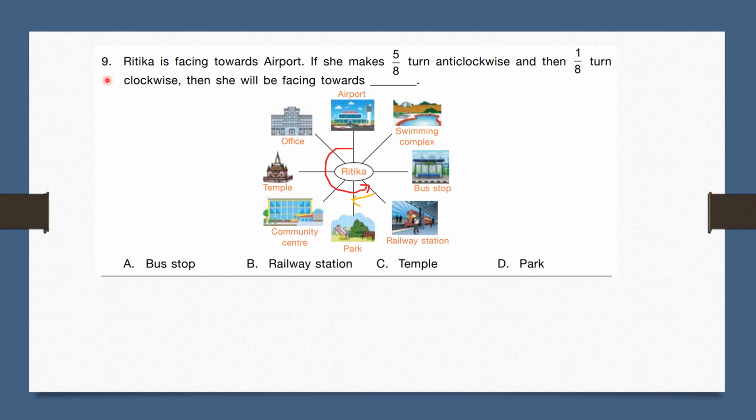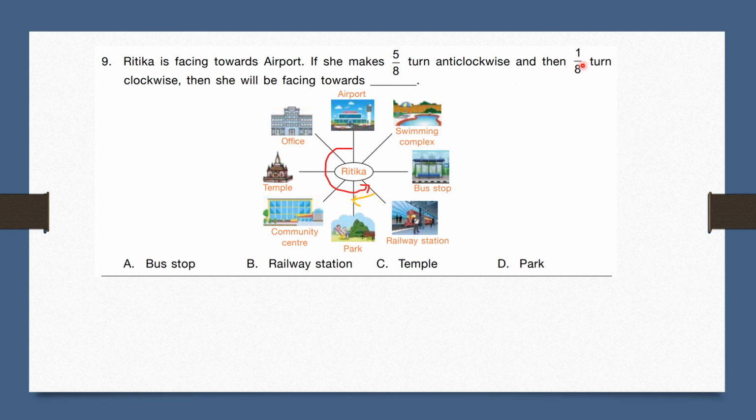Question number 9. Ritika is facing towards airport. If she makes 5 by 8 turns anti-clockwise and then 1 by 8 turn clockwise, then she will be facing towards blank. So if you see, it's a circle and it is divided into 8 parts and she is facing airport. Now she will take a turn of 5 by 8 anti-clockwise. Anti-clockwise is this direction. So she will take 5 parts. So let's move 5. 1, 2, 3, 4, 5. Now she is facing railway station.